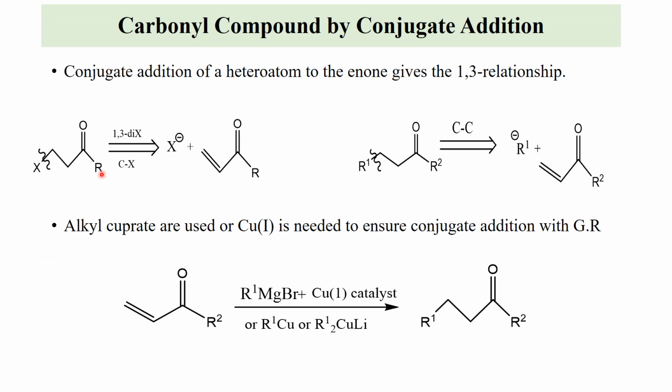Next is conjugate addition. Here is 1,3-diX, one carbonyl is 1, 2 and 3. This group is disconnected and the heteroatom will become a nucleophile and it can be prepared by the conjugate addition reaction. The corresponding CC disconnection is here. And to bring about the conjugate addition, Grignard reagent is used in the presence of Cu(I), cuprous iodide. Here is the reaction.